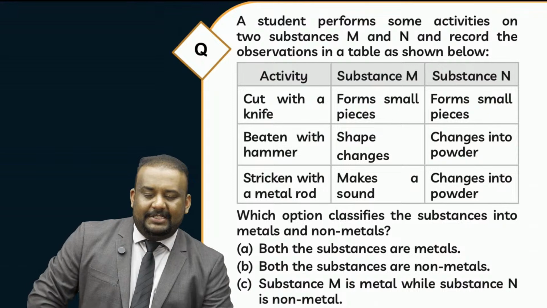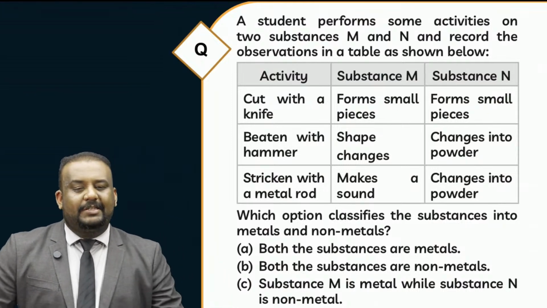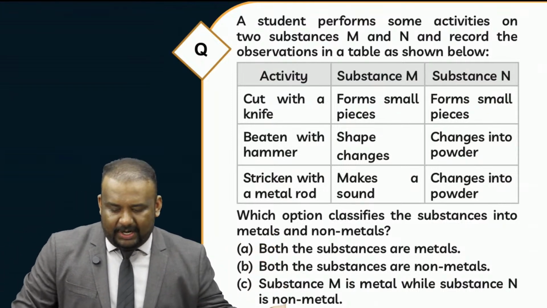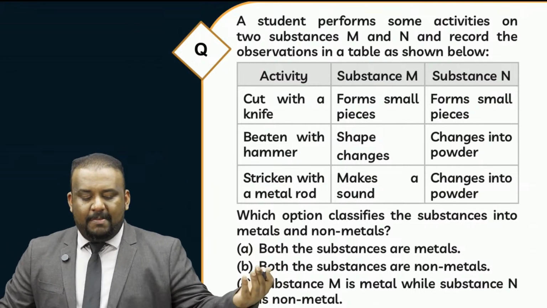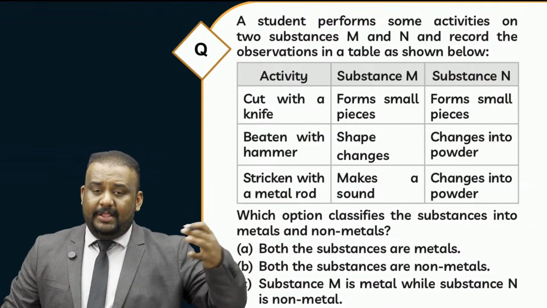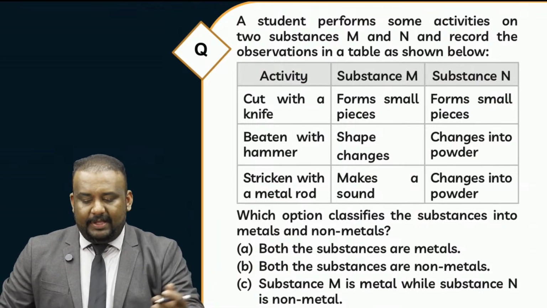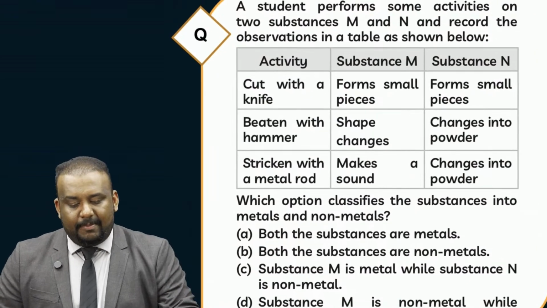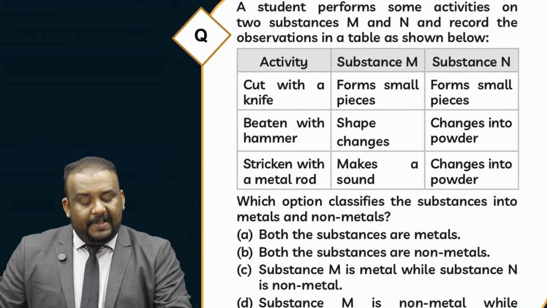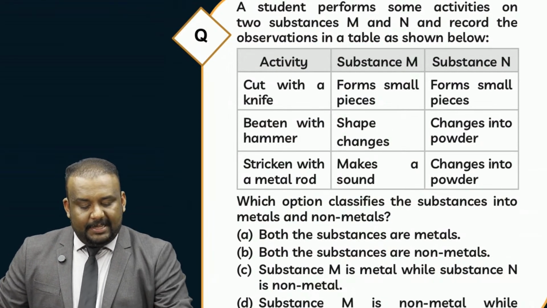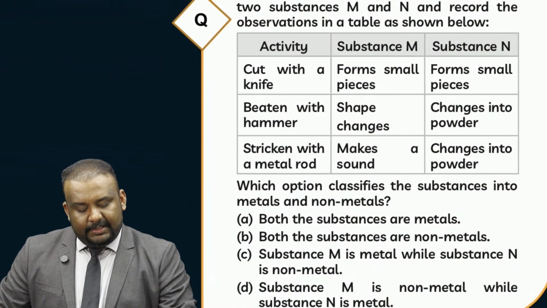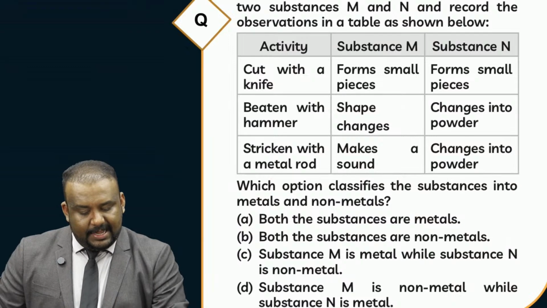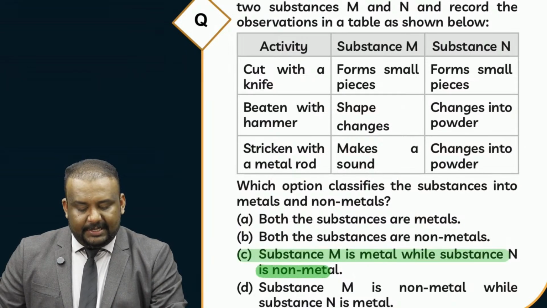So that clearly explains M is a metal, N is a non-metal, because metals are sonorous. Metals' shapes change, they are malleable, they are ductile, isn't it? But in the case of non-metals, they are brittle, they will break into pieces, or they will change into powdered forms because they are amorphous in nature. Which option classifies the substance into metals and non-metals? So substance M is metal while substance N is non-metal.